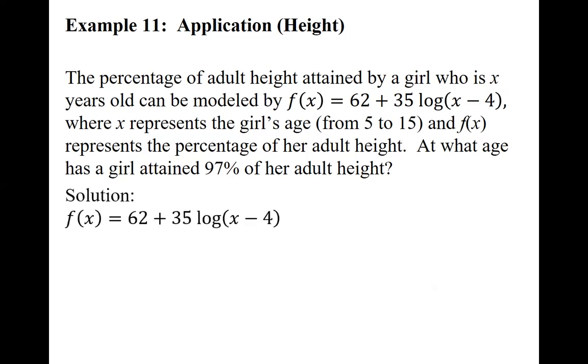Well, take our function. We want to solve for x, which means we got to get that x minus 4 by itself, which means we need to get it out of the log, which means we need to get the log by itself, which means we need to get the 35 log by itself, which means we need to get rid of that positive 62.